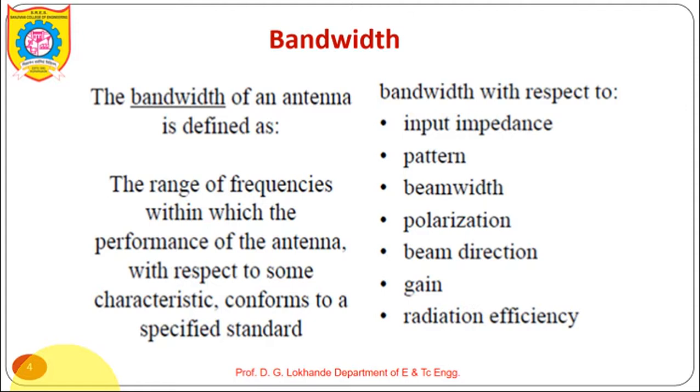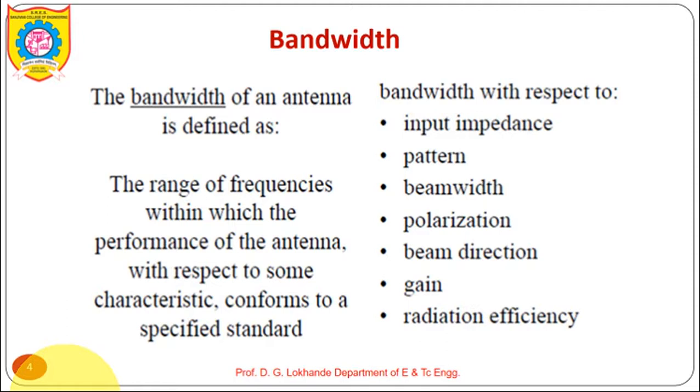So the first parameter is input impedance. Here the input impedance should be matched properly, so that the maximum power is delivered. The second parameter is the pattern. We should understand properly what kind of pattern we are expecting from the desired antenna. Normally we are expecting a directional pattern. Then the third parameter is the beam width, which we need to observe for the directional pattern in a particular direction.